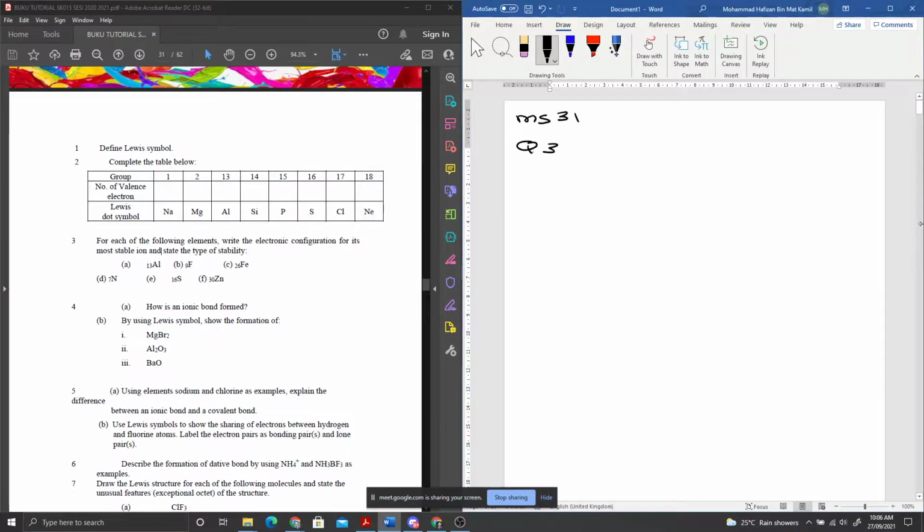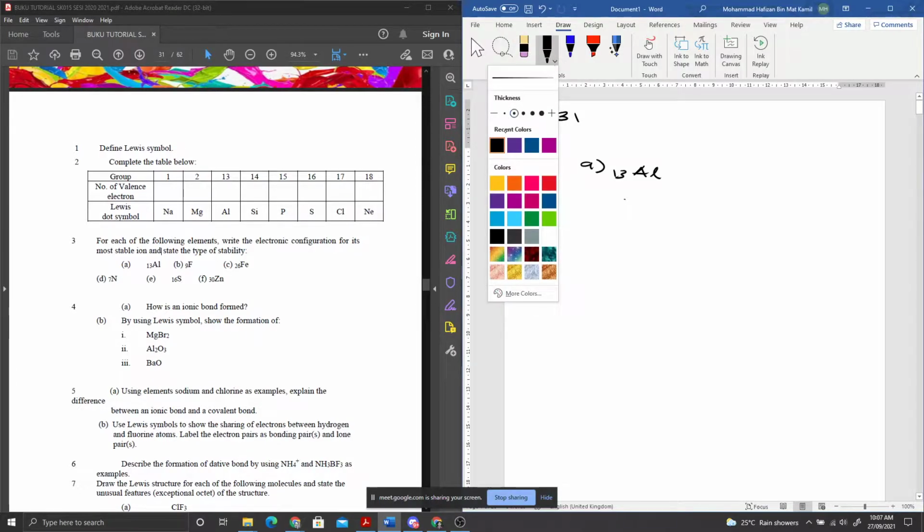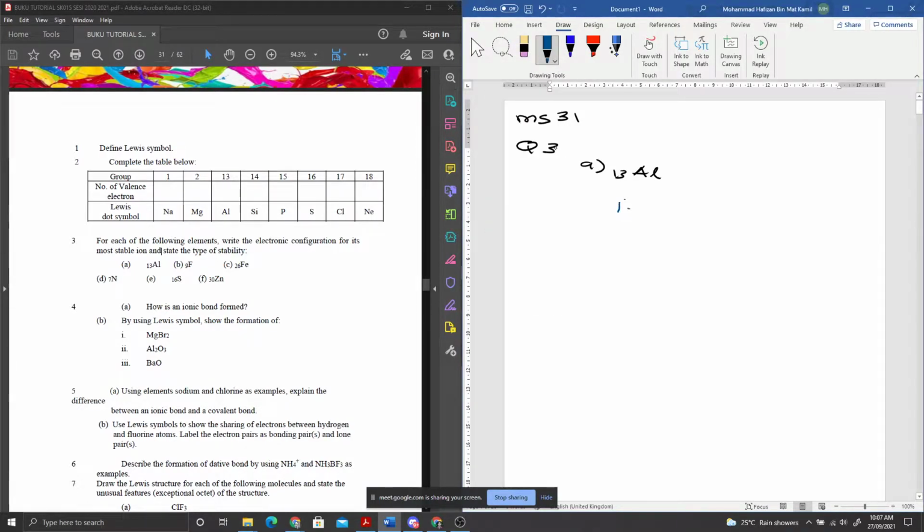So let's do A. So A, 13 aluminium. Kenapa lah tulisan saya pelik ni? So the first thing usually you akan buat dia punya electronic configuration. So untuk aluminium, different color. So it is 1s2, 2s2, 2p6 and 3s2 and 3p1. Okay, this is dia punya electronic configuration.